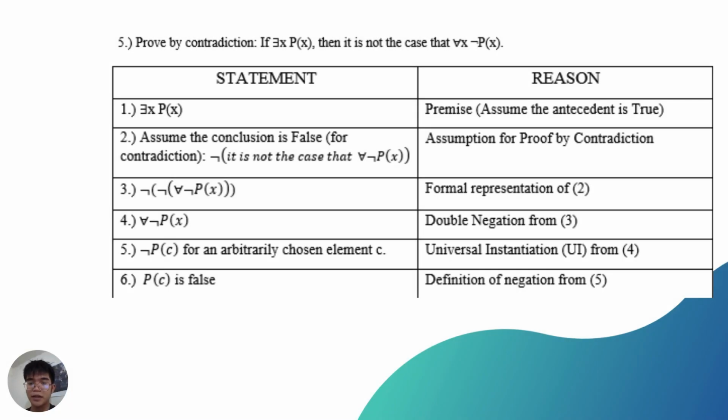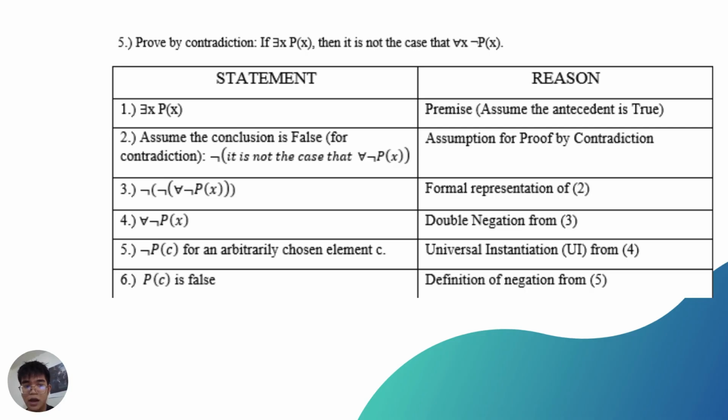The first statement is there exists an x such that p of x is true. We start by assuming the if part of the statement is true. This means there is at least one element for which p of x holds. And that is our premise. Assume the antecedent is true.